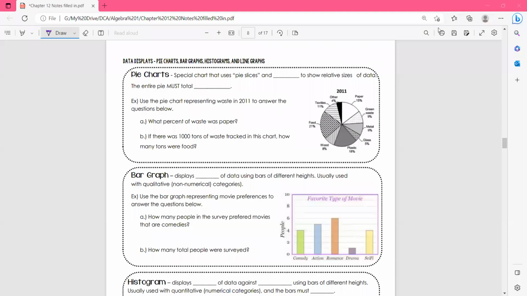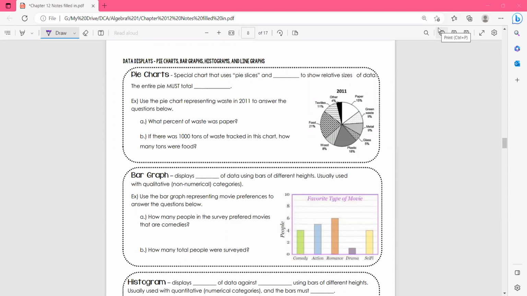Okay, so this next video talks about data displays: pie charts, bar graphs, histograms, and line graphs. So again, different ways that we can display data. We've got to be familiar with how to read these different data displays and pull out key information from each one. So let's start with a pie chart.